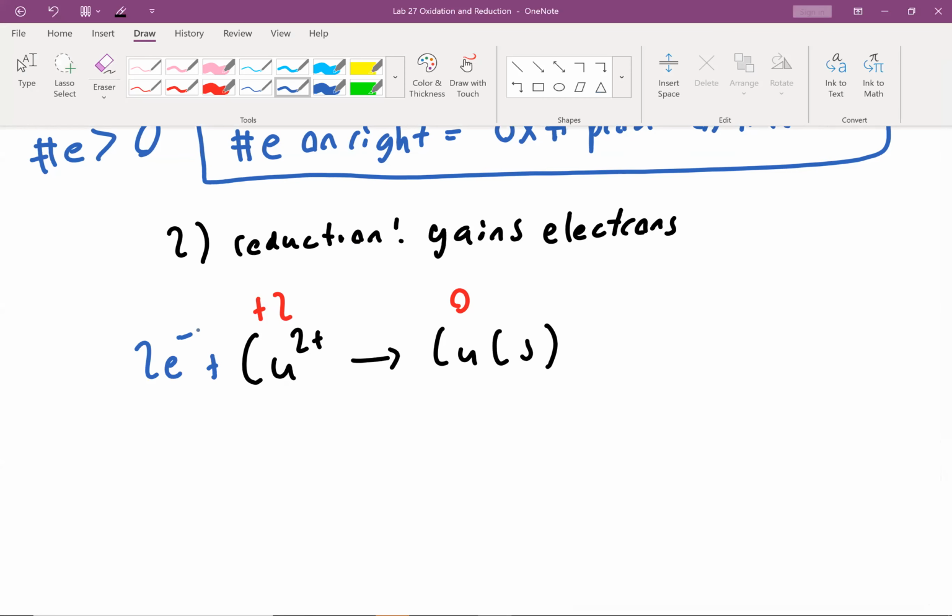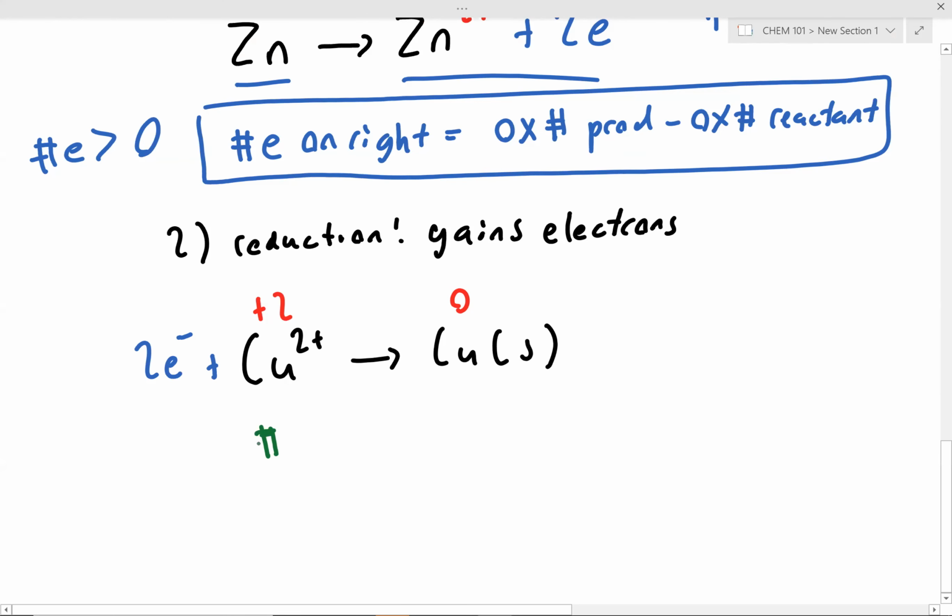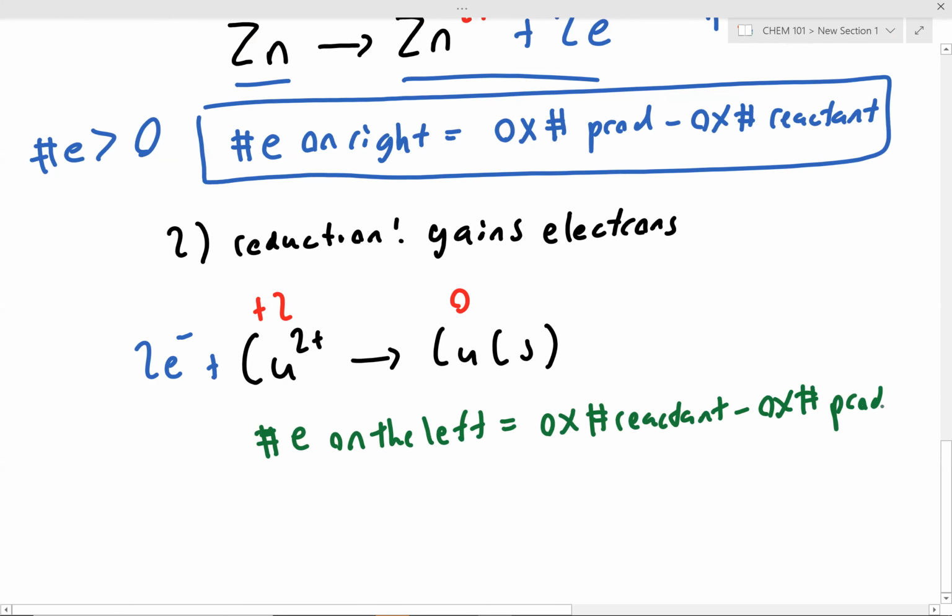If you want to count electrons for your reduction half reaction, the number of electrons on the left is equal to the oxidation number of our reactant minus the oxidation number of our product. And again, your number of electrons is always going to be greater than 0. So these are two methods of thinking about counting electrons for your oxidation and reduction half reaction.